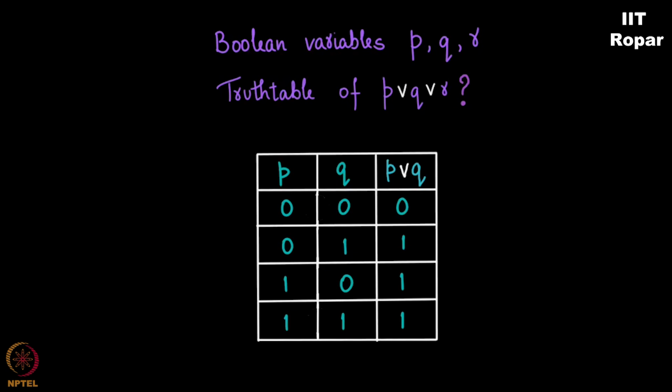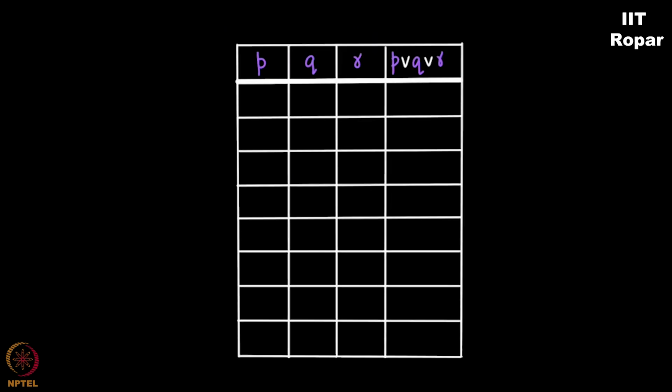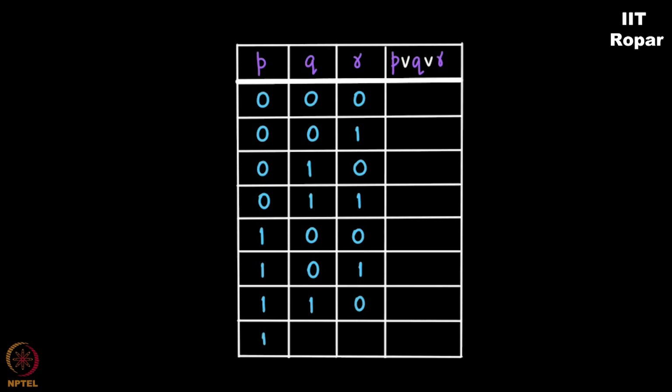But when you have 3 variables, you got to do a little more work. What is that? Write all possible values that P, Q, R can take. 0, 0, 0, 0, 0, 1, 0, 1, 0, 0, 1, 1, 1, 0, 0, 1, 0, 1, 1, 1, 0 and 1, 1, 1. Totally, you are going to get 8 lines here.